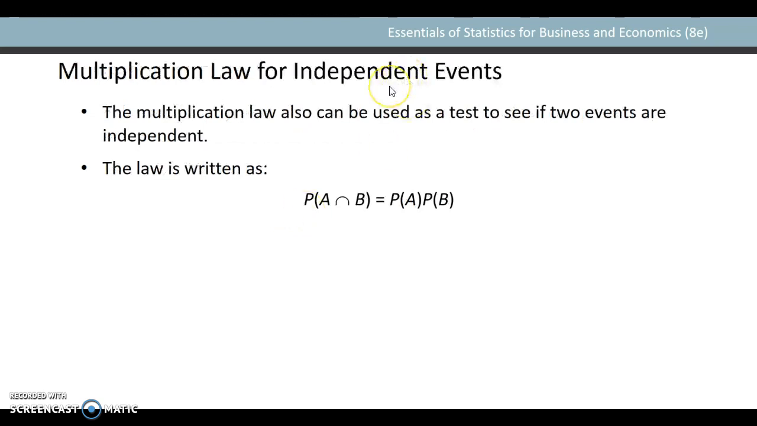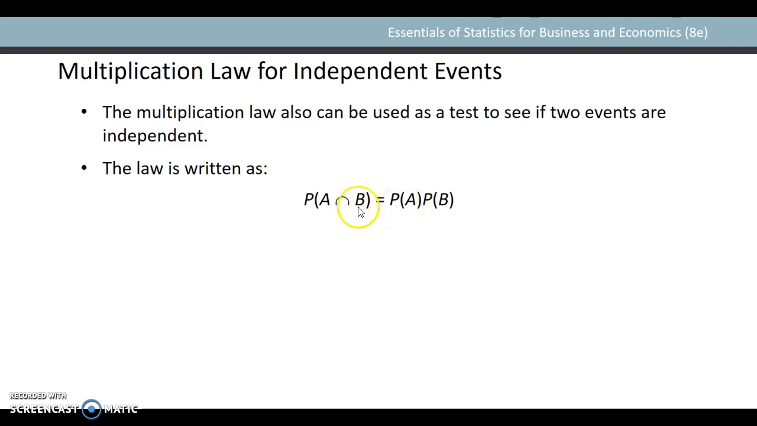The multiplication law for independent events. The multiplication law can also be used as a test to see if two events are independent. The law is written as the probability of A intersect B is equal to the probability of A times the probability of B.